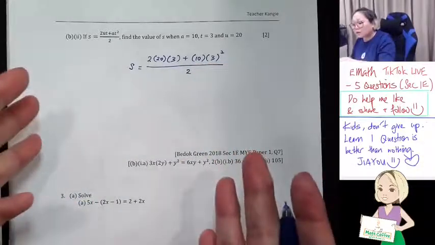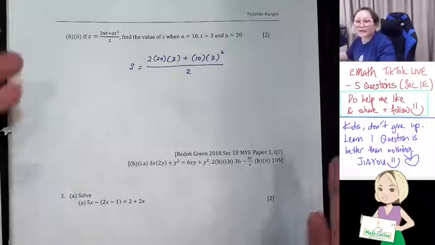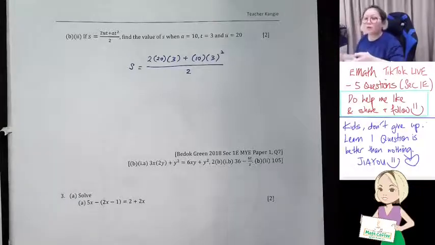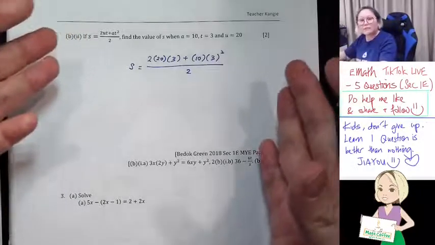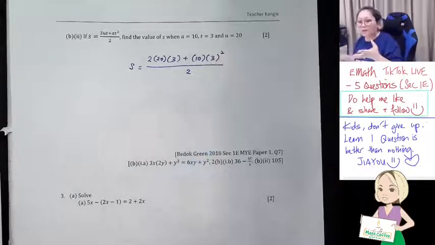But I can tell you the common mistake over the 10 years that I have taught: students surprisingly will get this kind of question wrong during Sec 1. Why? Because if we have negative numbers, especially the square, you never use the bracket properly, you get it wrong.